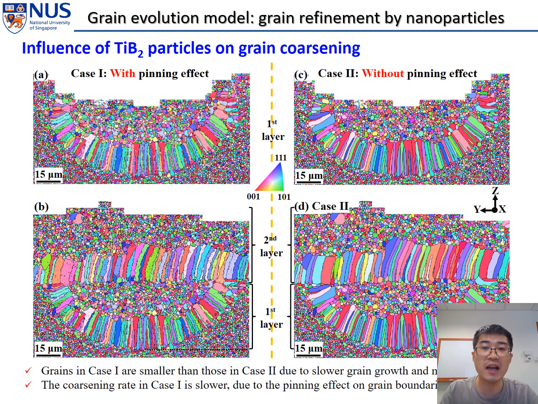So to evaluate how the pinning effect influences the grain coarsening and also the grain structures, we conducted one simulation case with pinning and also, for sure, the nucleation effect. In the other case, just for comparison, we deactivate the pinning effect so that you can see the results. Both the columnar grains and equiaxed grains become a little bigger without the pinning effect. So that means the pinning effect also will reduce the coarsening rate of the grains.